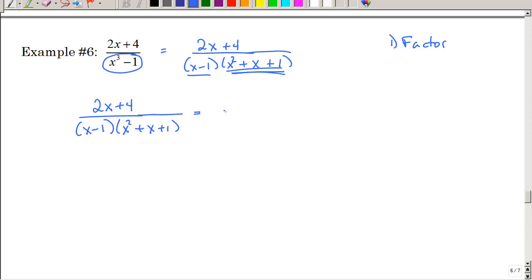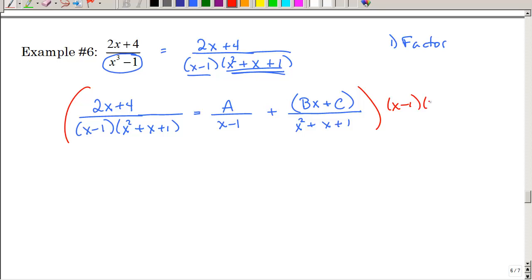So how do I set that up? For my linear, I just need a constant. And for that quadratic, bx plus c, I'm going to put it in parentheses to help me keep it together, over my non-factorable quadratic. That's my equation. Multiply through by the denominator, again, to get rid of our fractions.